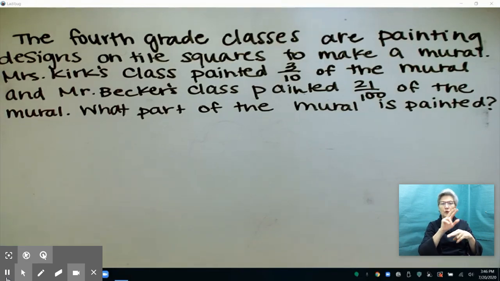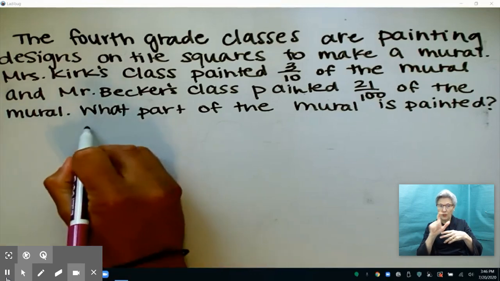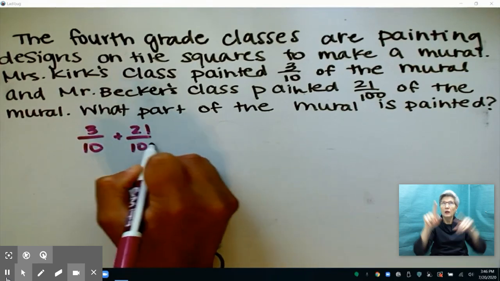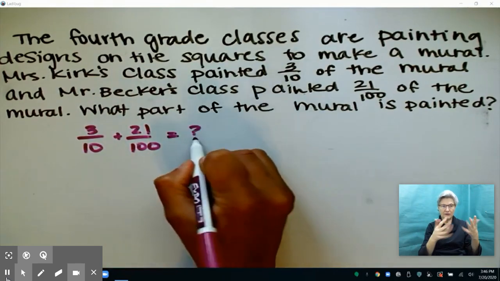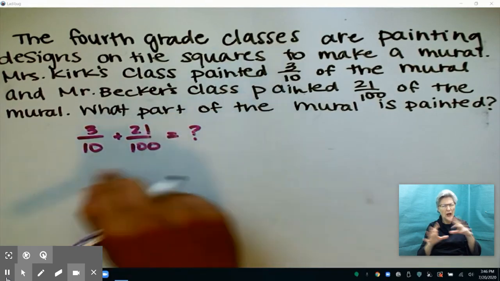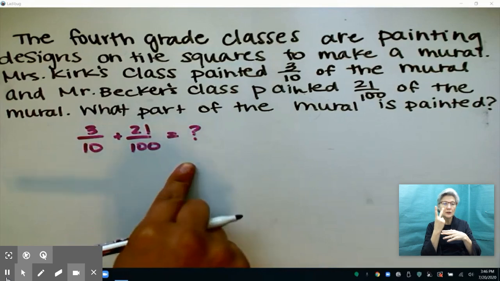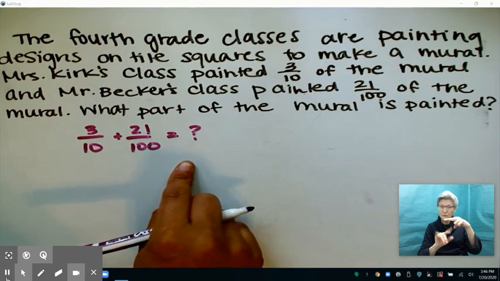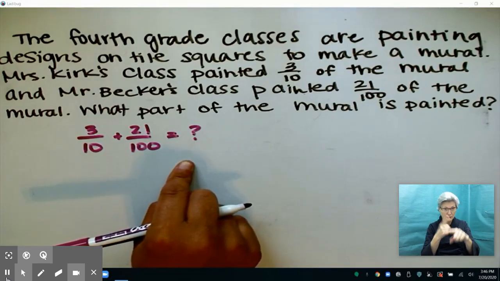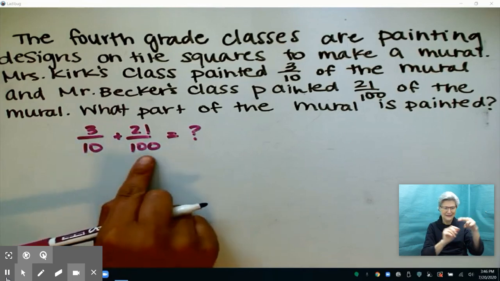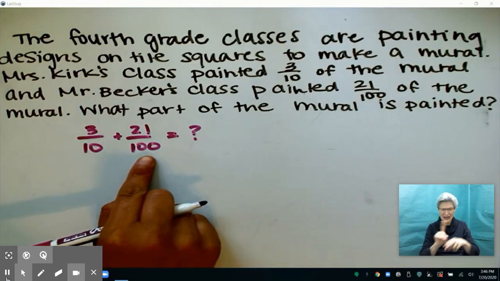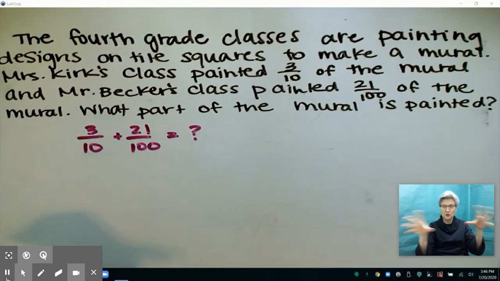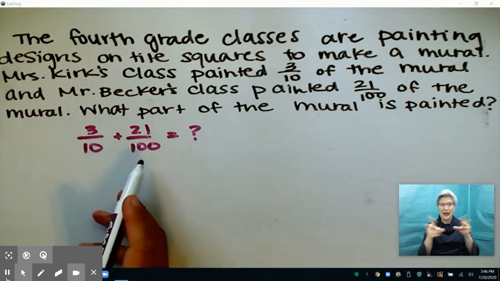So, after reading this problem, I'm understanding that we have two sections of the mural that are painted. We have 3/10 and we have 21/100, and we're wondering what's the total amount of the mural that's been painted. And as I look at this problem, I'm not able to solve this, right? We know how to add fractions that have the same denominator, fractions that are the same size, right? But we can't add fractions that are different sizes with different denominators. And so we're going to look at today how we can use equivalent fractions to add these two fractions together so that they do have the same size, the same denominator.